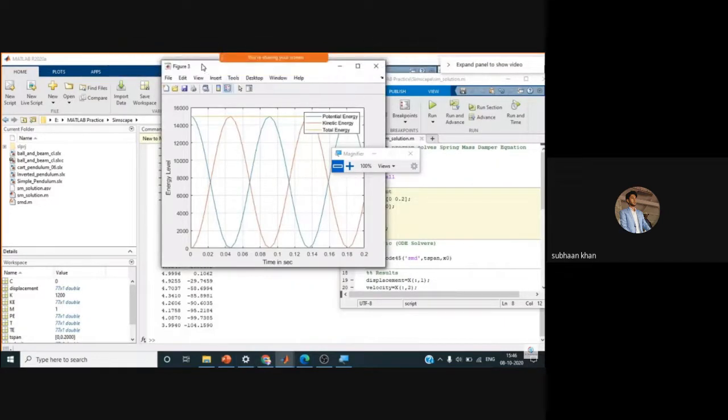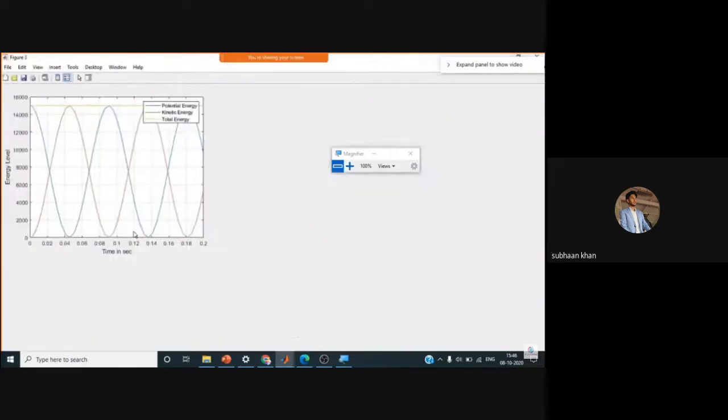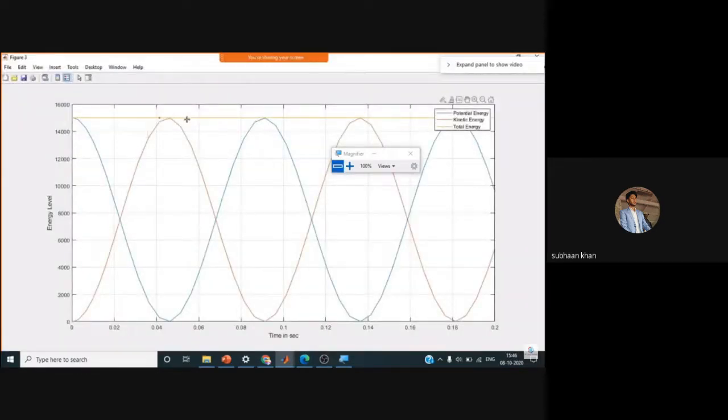In this graph, one thing you can observe is that this line indicates my total energy. Blue color indicates my potential energy, and this is the kinetic energy. You may remember that in the initial part we gave a 5 mm displacement to the spring. When you release it, at that particular moment we have maximum potential energy because it is stored in your spring. As it is released step by step, it goes on decreasing.